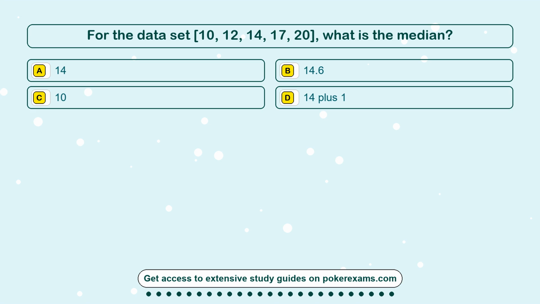Question 19. For the data set 10, 12, 14, 17, 20, what is the median? Option A 14. Option B 14.6. Option C 10. Option D 14 plus 1.